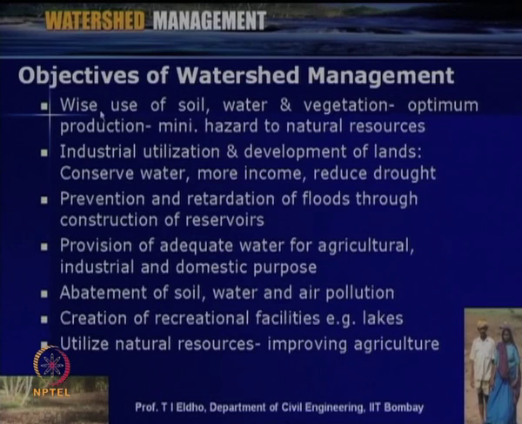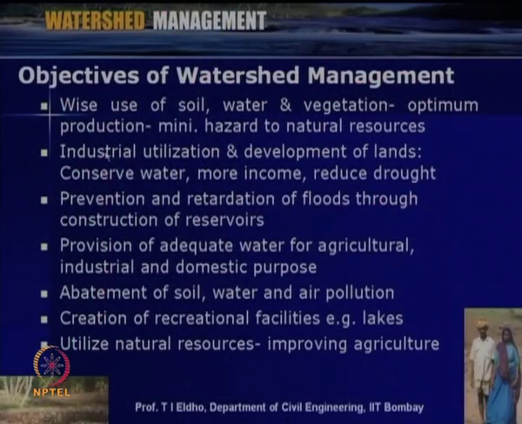The first one is wise use of soil, water and vegetation for optimum production, with minimum hazards to natural resources. When we discuss a particular watershed, we have to see various aspects of the land: the land use, what kind of soil is available, how much water is available, the quantity and quality of the water, and how much forest cover there is for the area. Considering all these aspects, the objective will be optimal biomass production with minimum hazard to the various natural resources.